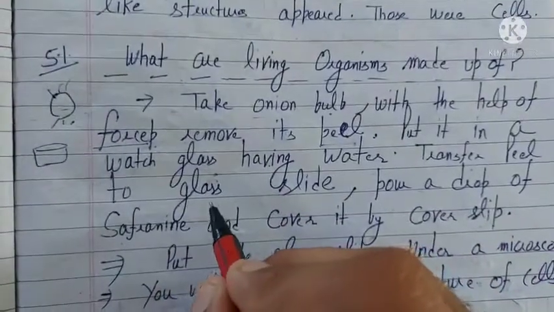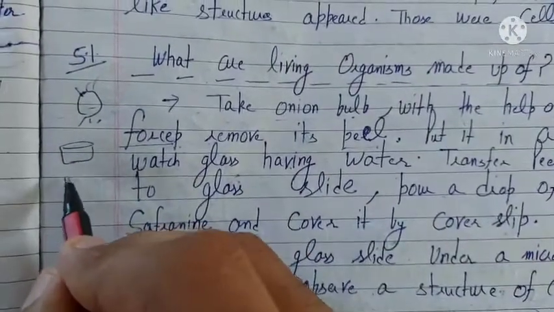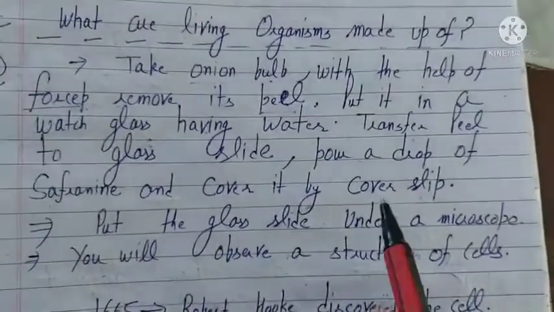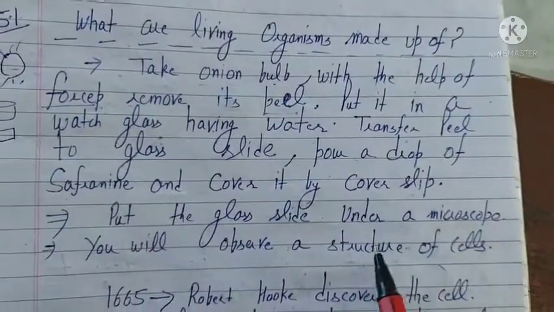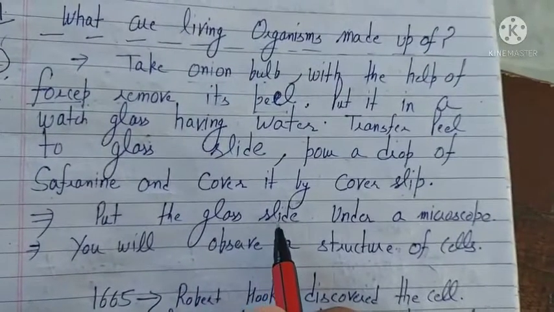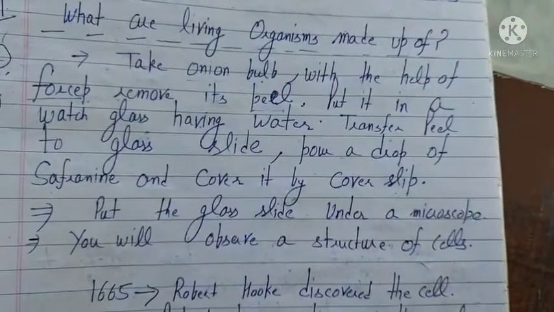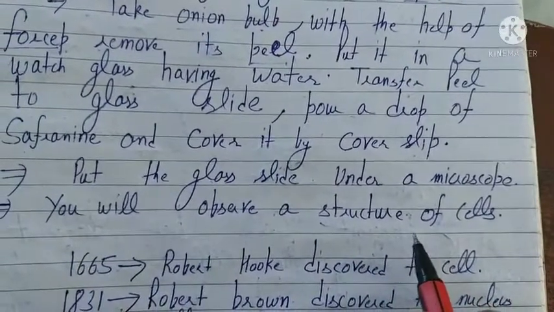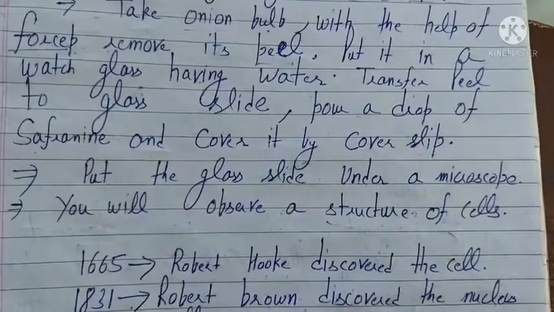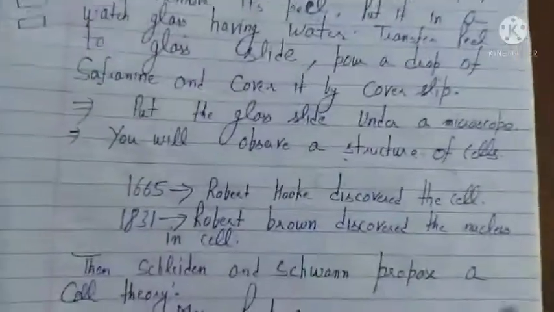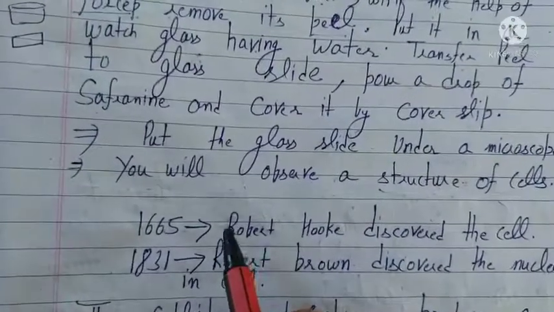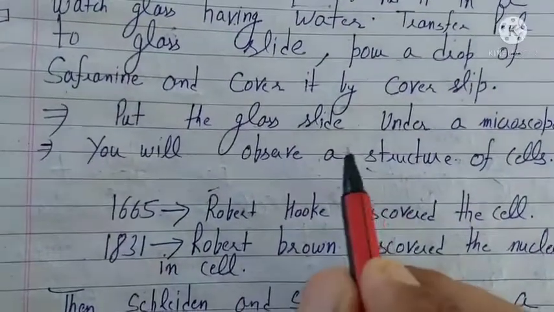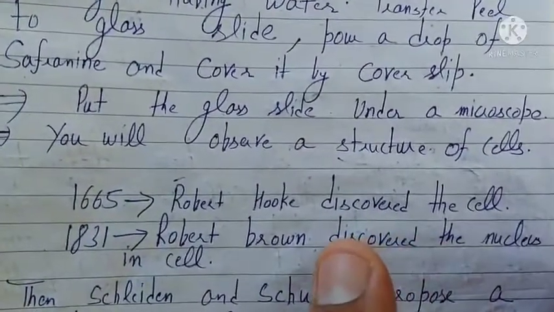Then he transferred the peel to a glass slide, and glass slide structure is like that. That is placed in your lab, and he covered it with a cover slip. Then he inserted the glass slide under the microscope, and he has seen some structures. I have already drawn what kind of structures were those. This we have already discovered. In 1665, he called those structures cells.